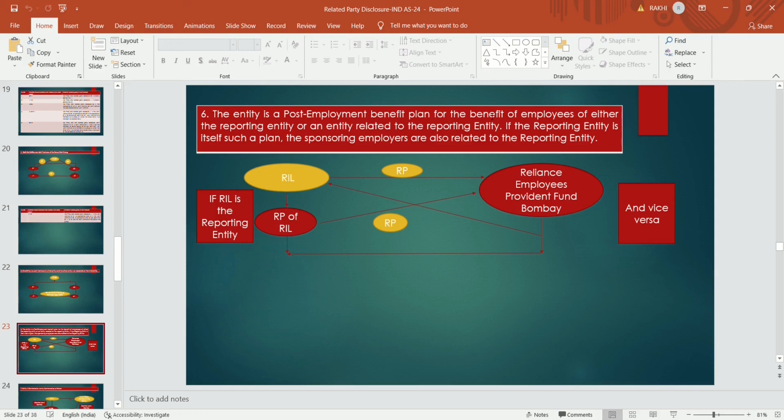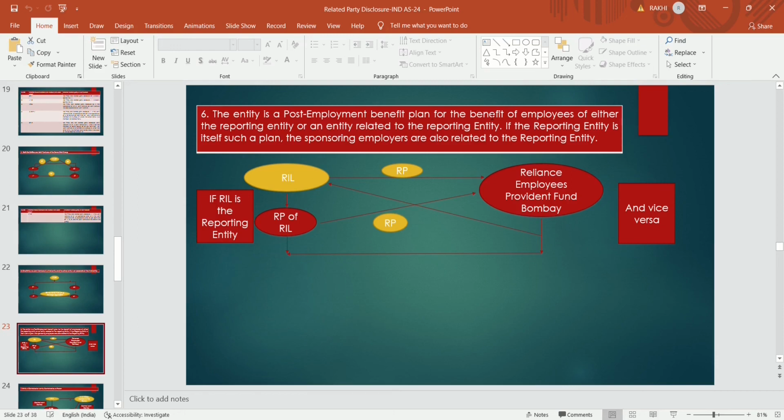This is to be explained by example. Suppose there is Reliance Industries Limited, which is the holding company and also the reporting entity. If Reliance Industries is the reporting entity and has given a post-employment benefit plan, it has another entity called Reliance Employee Provident Fund Bombay.